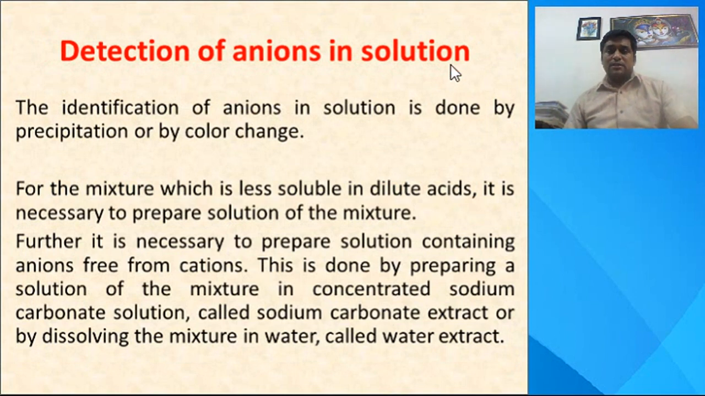Now, detection of anions in solution. The identification of anions in solution is done by precipitation or by color change. For a mixture which is less soluble in dilute acid, it is necessary to prepare a solution of the mixture. Another reason, to separate anions from cations, is that we need to prepare a solution using sodium carbonate. That is called sodium carbonate extract. Or if the mixture is soluble in water, then we can also prepare a water extract.